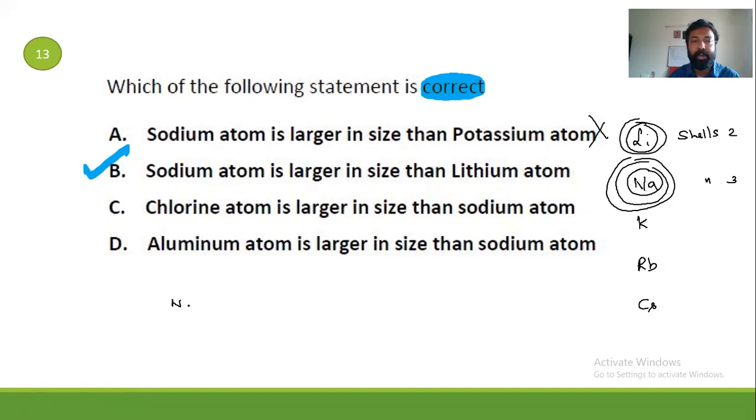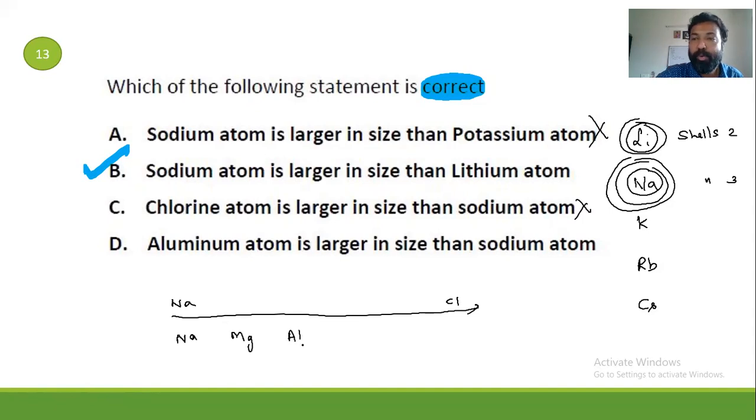Sodium and then comes chlorine. You're moving across the period in the periodic table. When you move from left to right, size has to decrease because you're adding electrons to the same shell. And aluminium, the same. Once again, it is sodium, 11, 12 is magnesium, and then comes aluminium. So we are going from left to right in the periodic table, adding electrons to the same shell. So what happens? The effective nuclear charge concept comes in. According to that, electrons are dragged closer to the nucleus, and size decreases. So that was the 13th question.